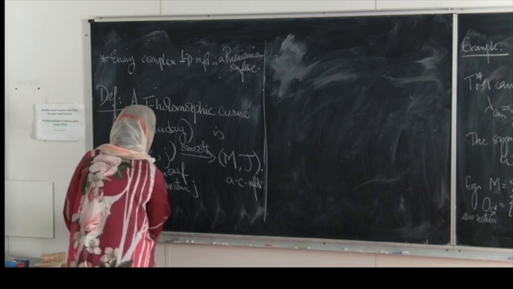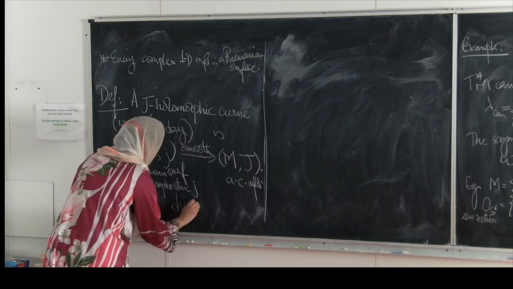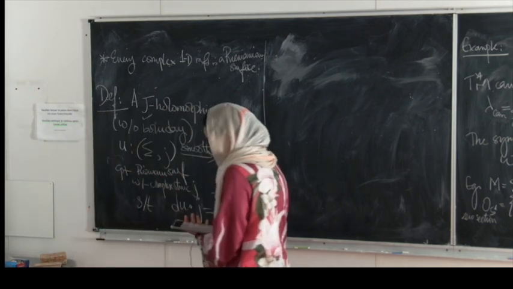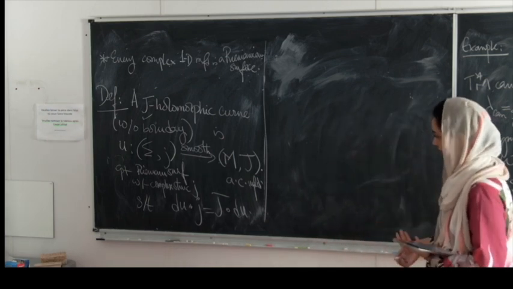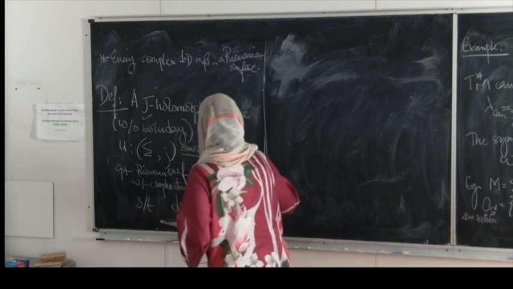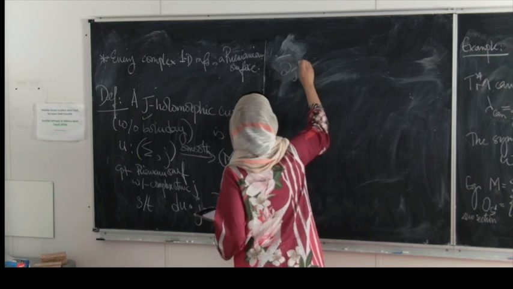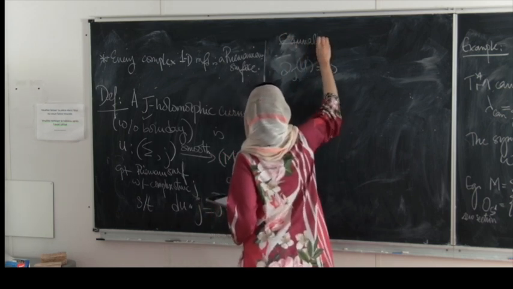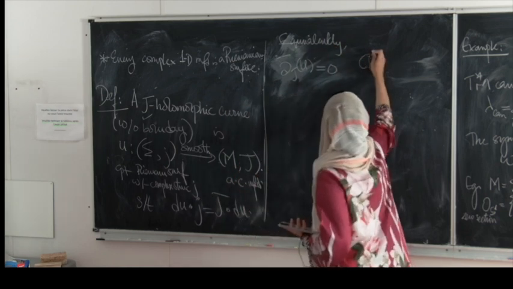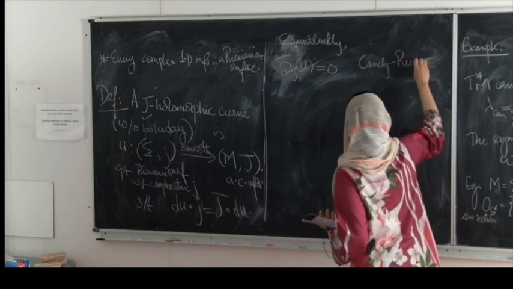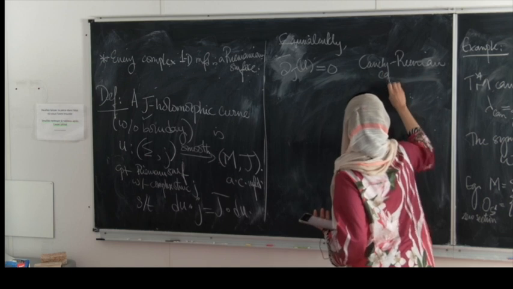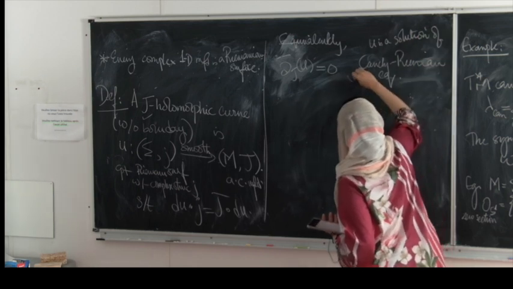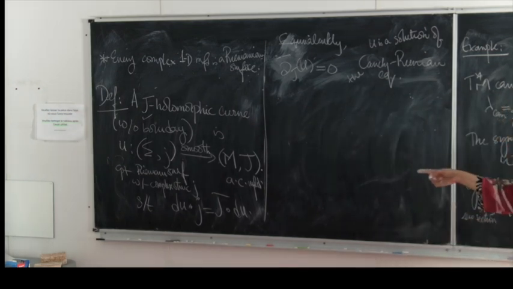All right, such that du composed with j equals J composed with du. What this means is that if you rearrange, you get what is called, if you're familiar, the d-bar operator. So this means that d-bar of u equals 0. This is called the Cauchy-Riemann operator, and this is called the Cauchy-Riemann equation. So u is a solution of the Cauchy-Riemann equation. Makes sense? That's just rearranging that.